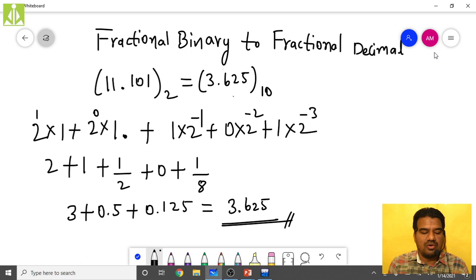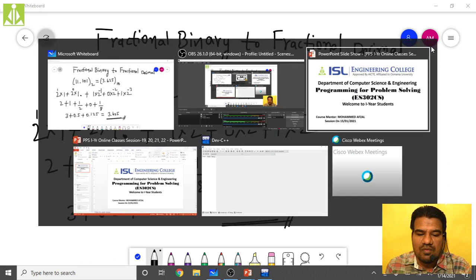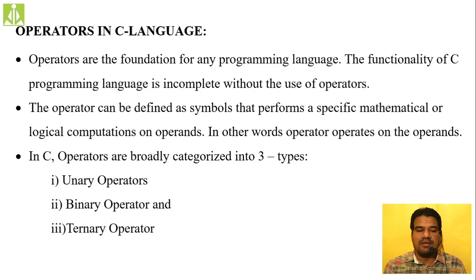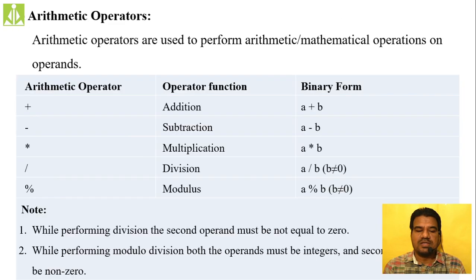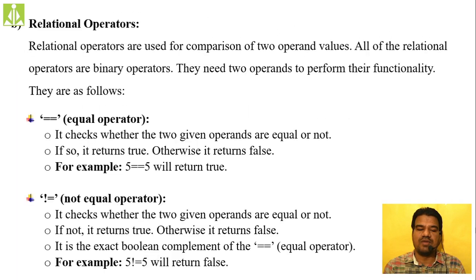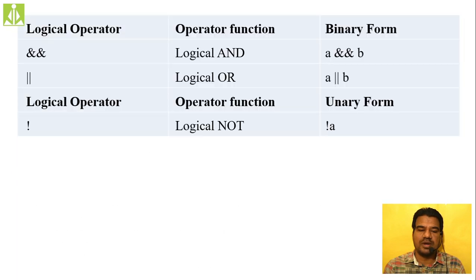Now we'll go to our slides and see what we have there, to what extent we have discussed and what we still have to discuss. We completed all this concept and started operator categories. We discussed arithmetic, relational and logical, and we are in the discussion of bitwise operators. So I'm going to the bitwise operators now.